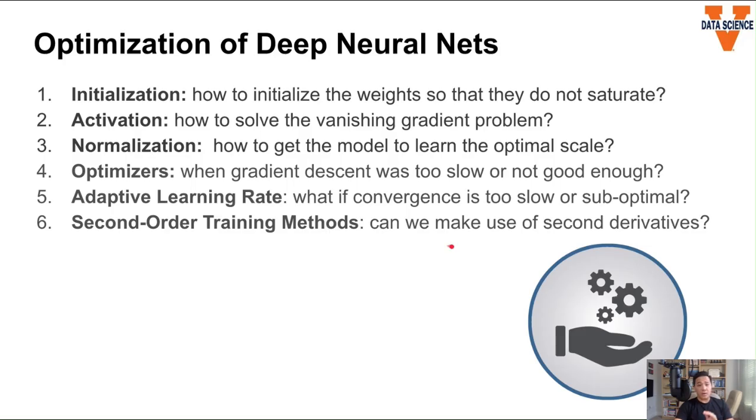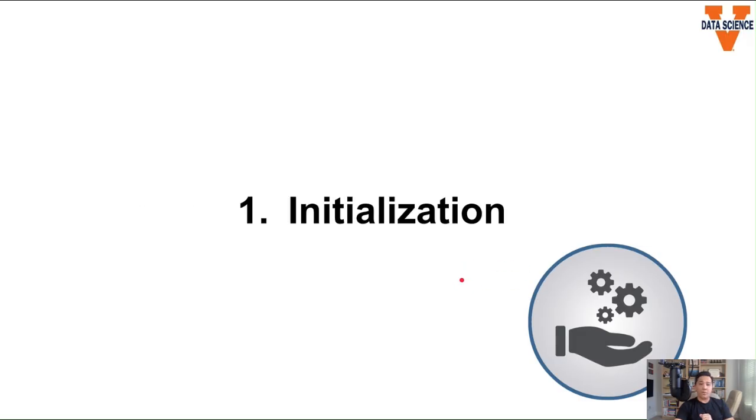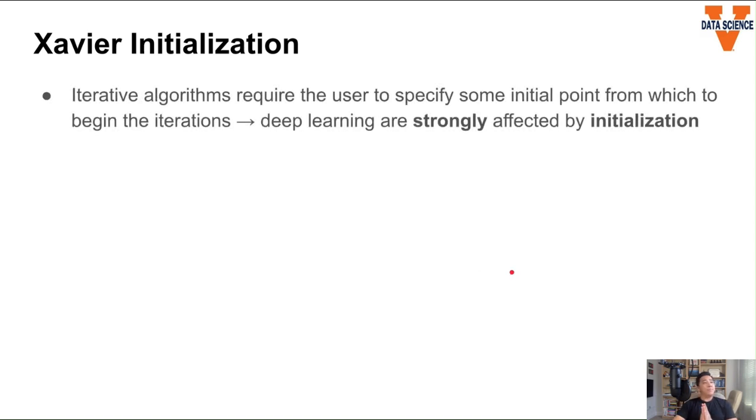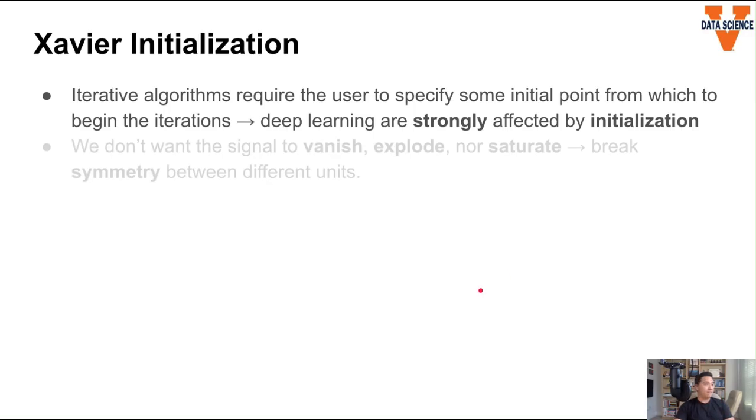In this video, we're going to cover the first 3 parts of this optimization process. So here we go. Number 1, initialization. Initialization is very important with neural nets because gradient descent and iterative algorithms require the user to specify some initial point from which the training begins. Depending on where you initialize your parameters, you might end up with different results, right? So deep learning is strongly affected by the initialization.